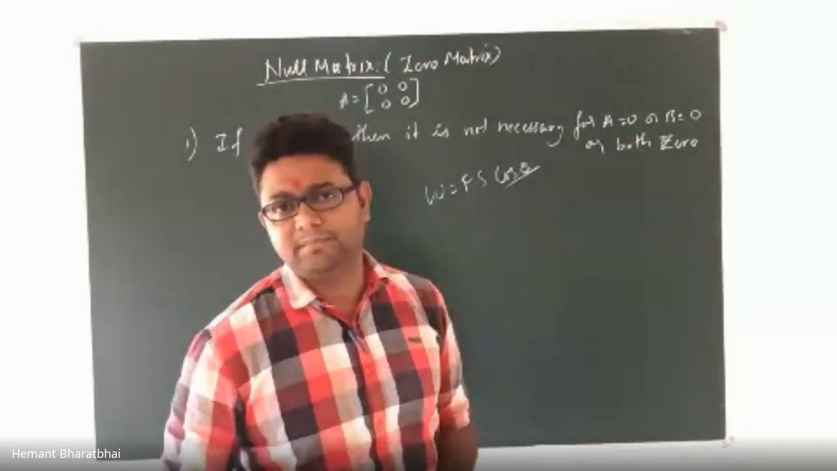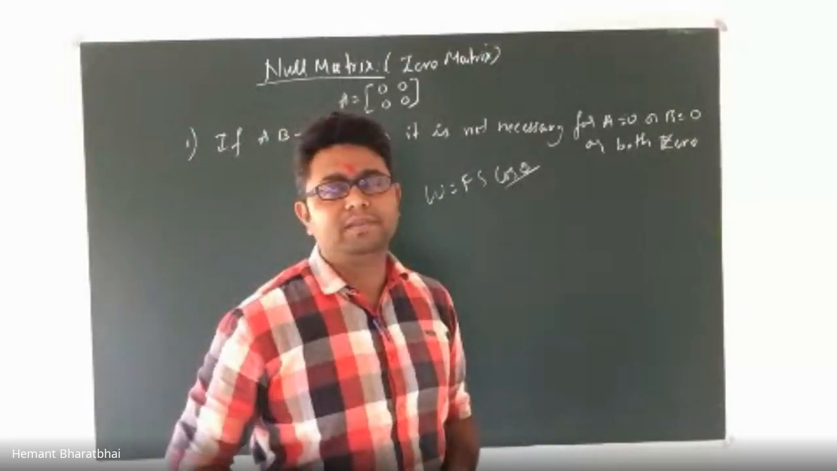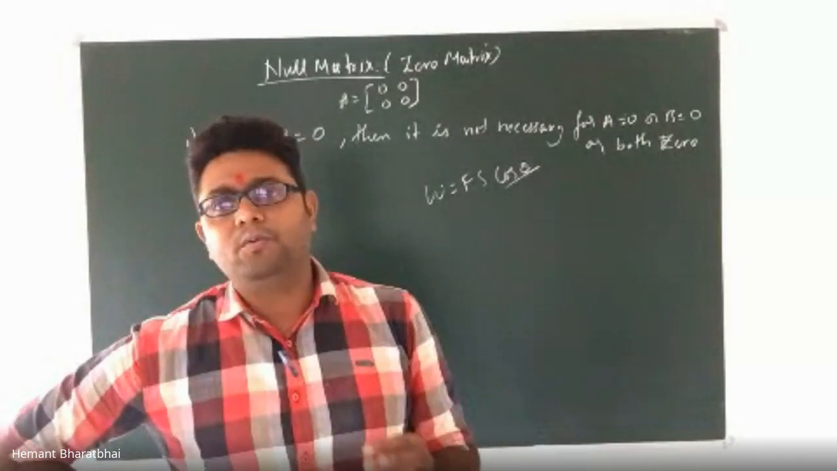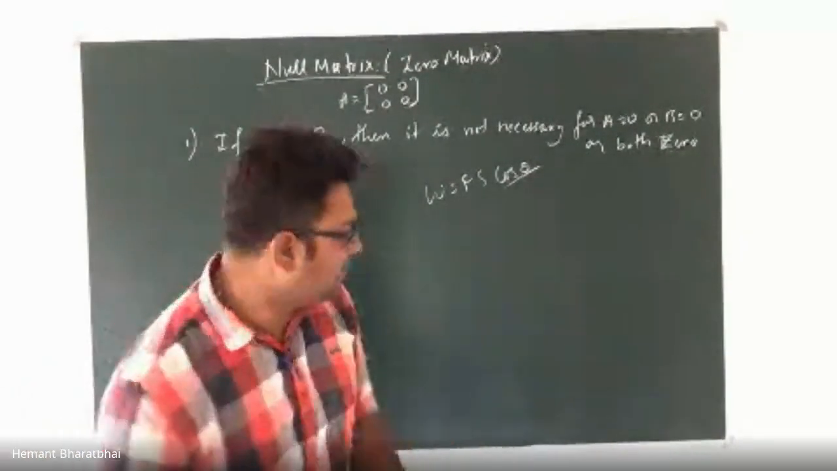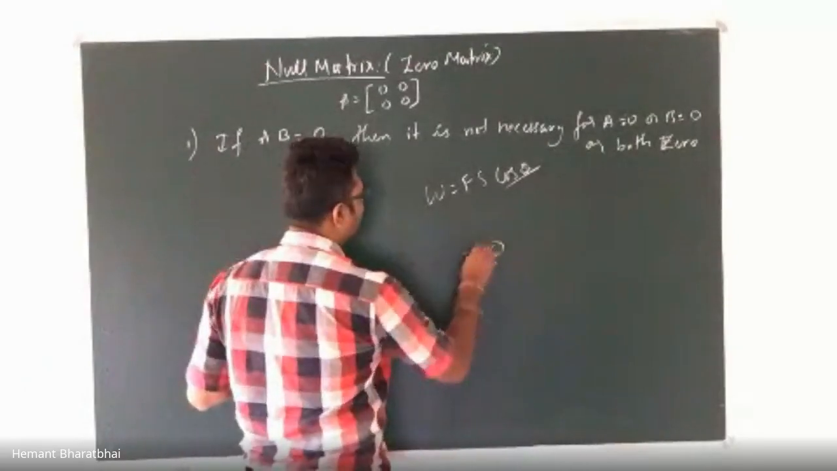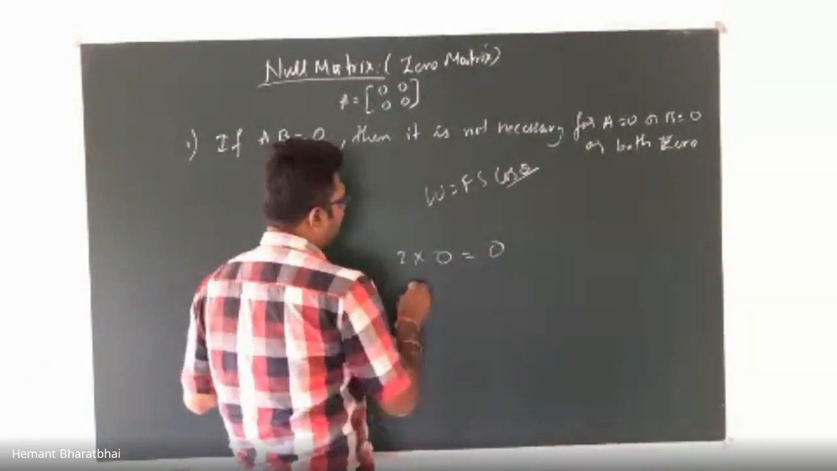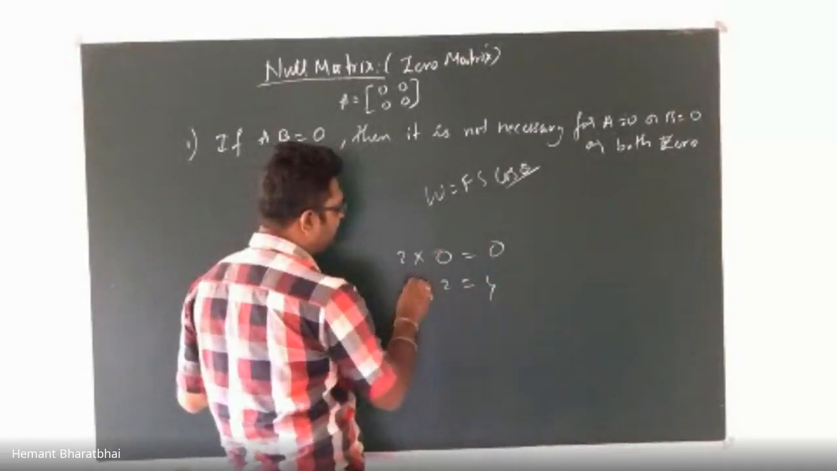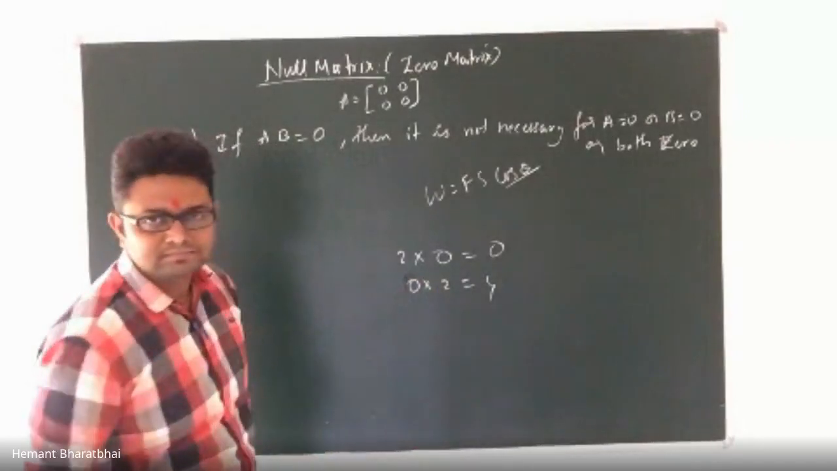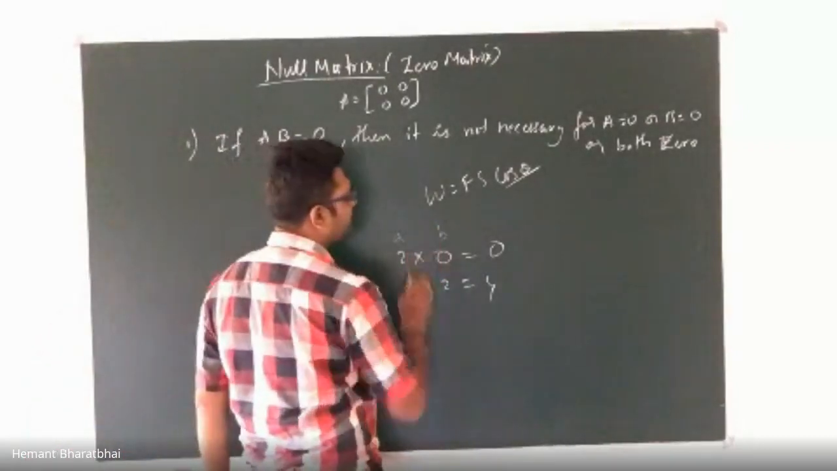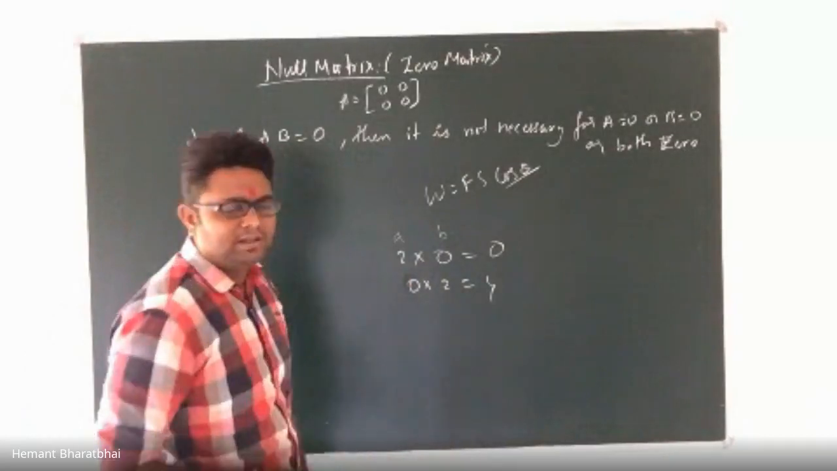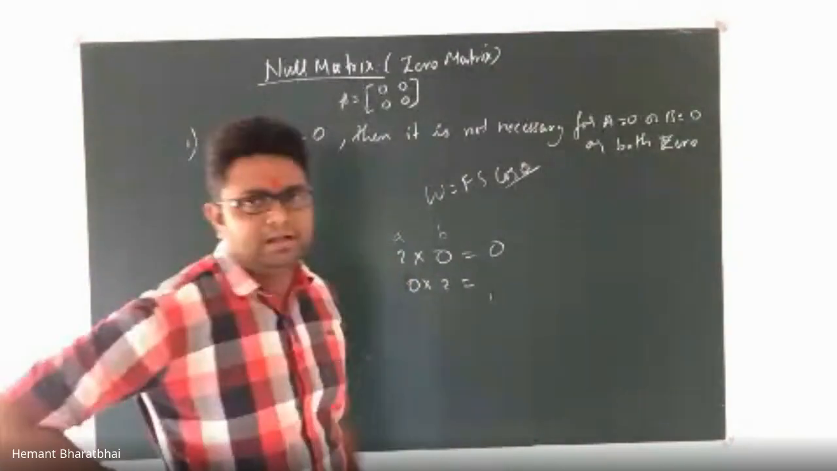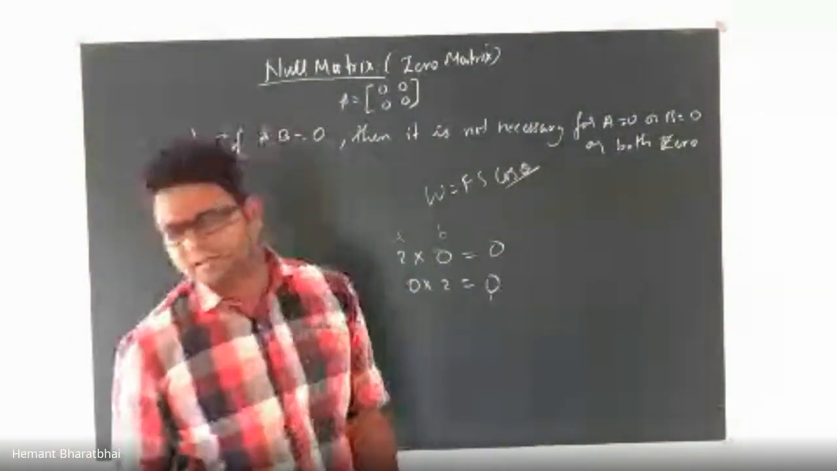The same is getting satisfied in matrices also. If the product of two matrices is 0, it doesn't necessarily mean that one of the matrices should be 0. In normal algebra, it is so. If this is your a and if this is your b and your final answer is 0, then in normal algebra, one of them should be 0, then only you are going to get 0, otherwise you are not going to get 0.